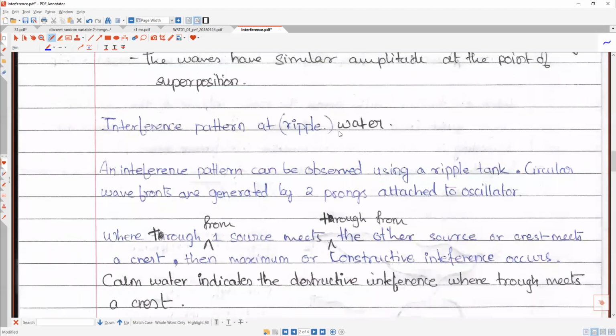Now, interference pattern in a ripple tank. How many of you have a compass with you? Just check. I'll show you a rough diagram of how it is done, or maybe I'll try to find some online compass tool to show you all. Let me pause the video.